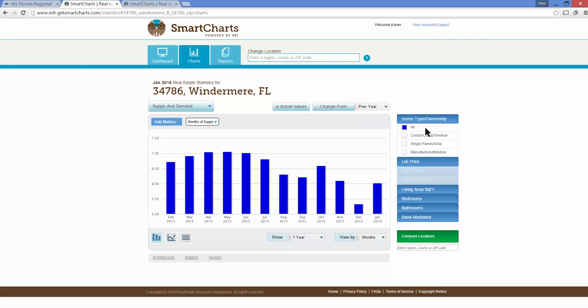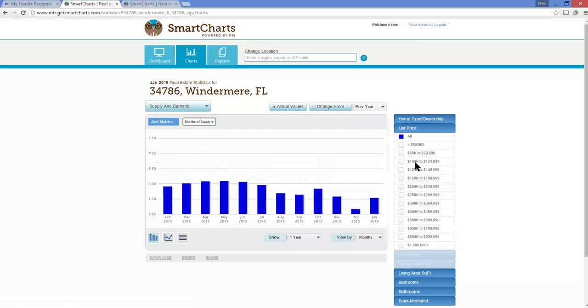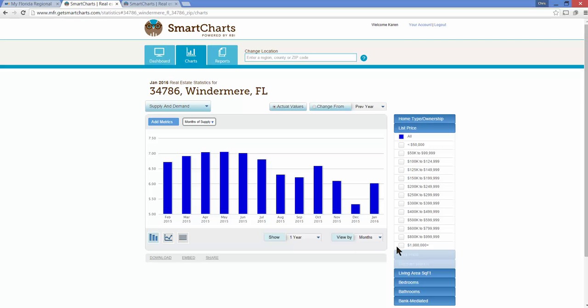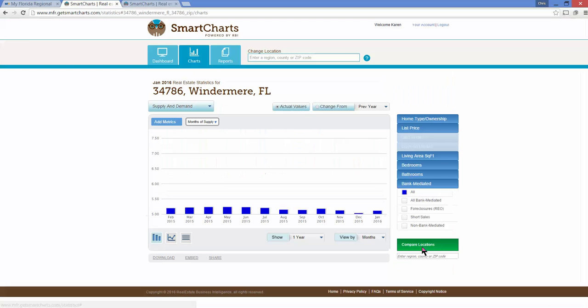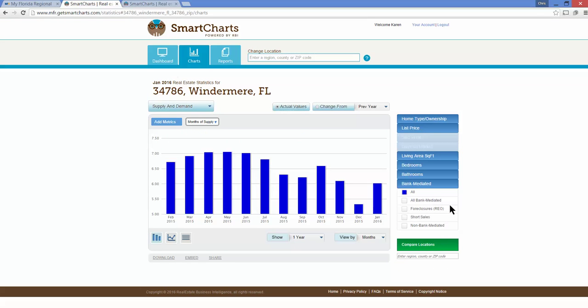Do I want to view all property types? Am I only interested in single-family homes? Am I only interested in mobile homes or condos? Do I want to look at a particular price range? Maybe I only want to look at the $1 million plus properties. A particular square footage or number of bedrooms or bathrooms. Special sales provisions or bank-mediated properties. Do I want REOs or short sales or all bank-mediated or non-bank mediated?